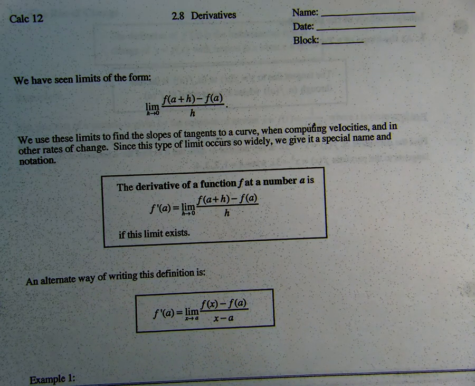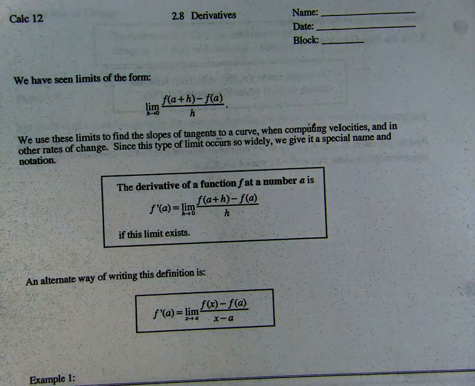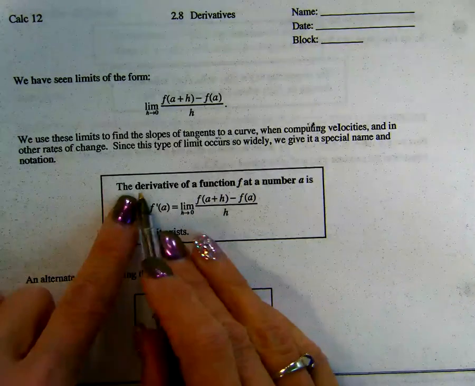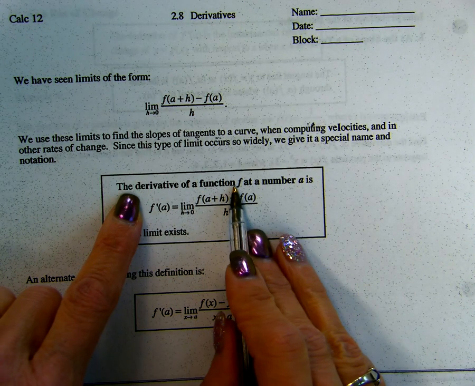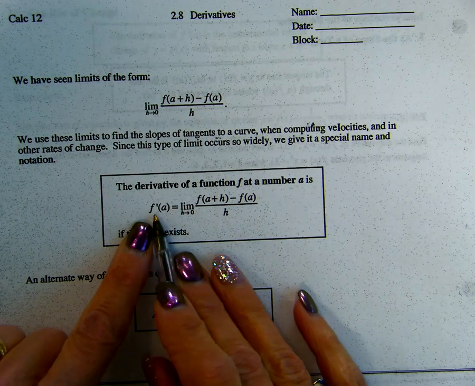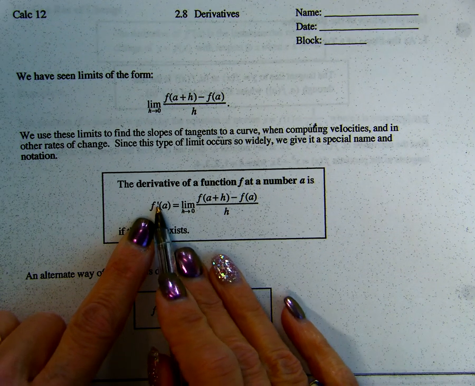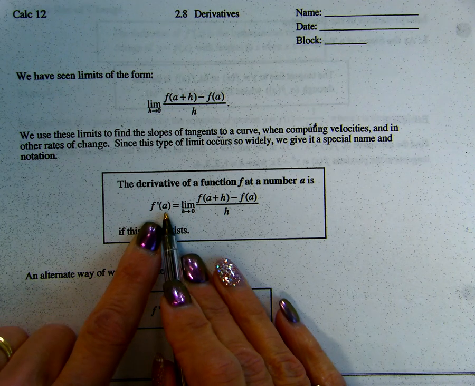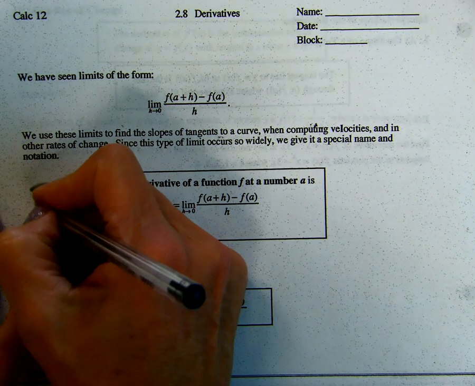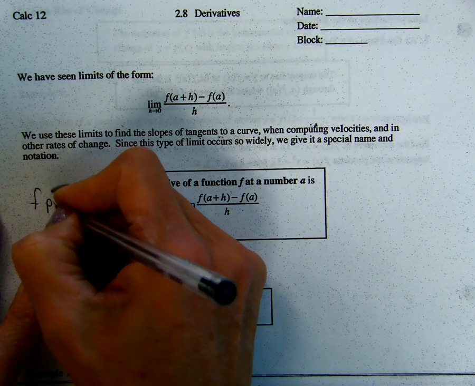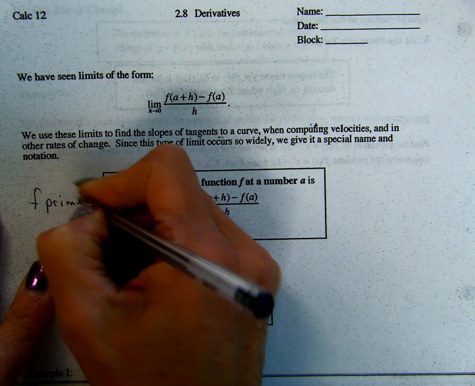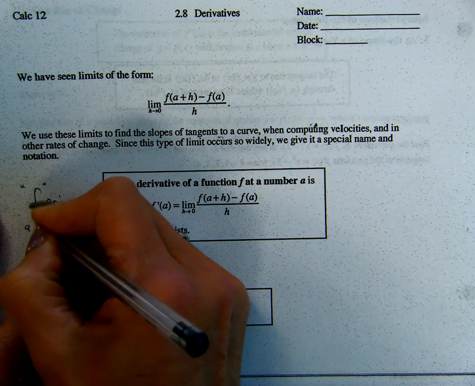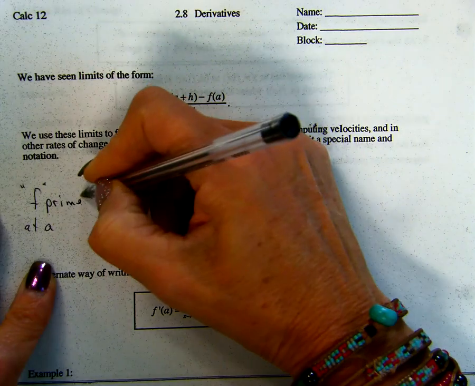It comes up so often that we actually give it a special name and notation. We call it the derivative of a function f at a number a, and we denote it this way, f with a little apostrophe there. F at a, we say f prime at a. So pronounce this f prime at a.